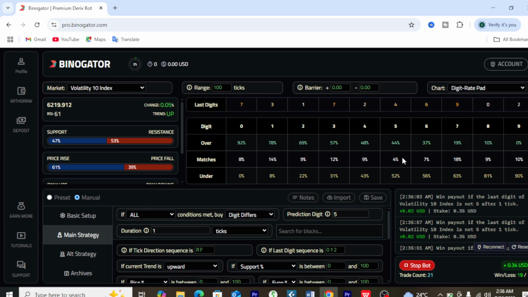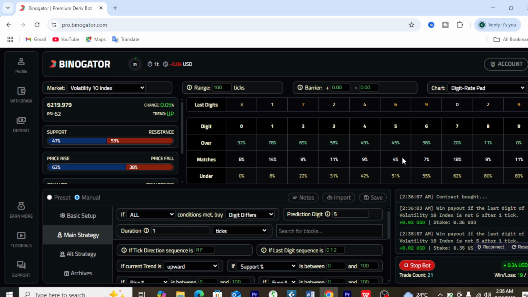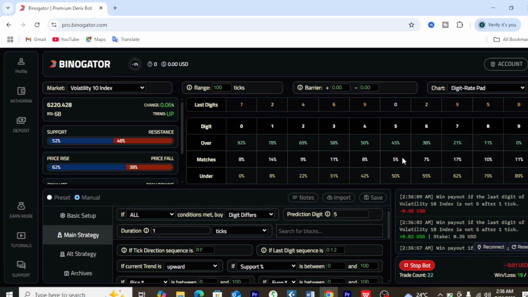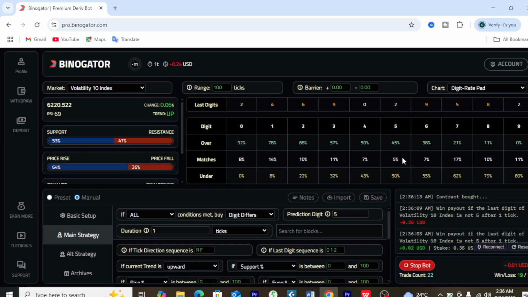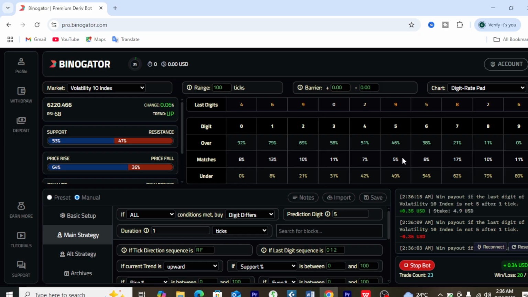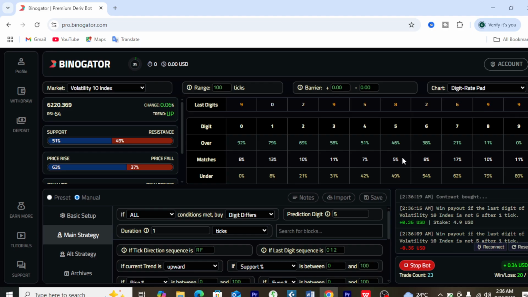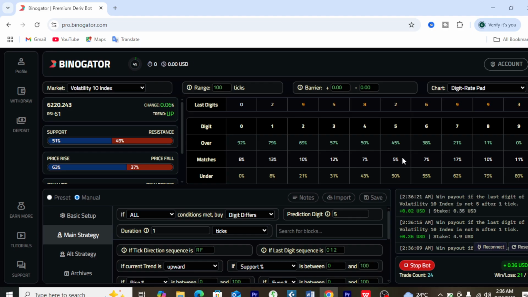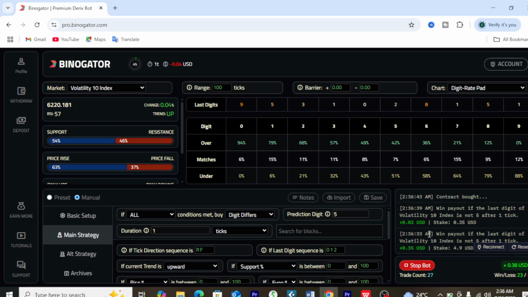So the only downside about this strategy that I have seen is that the payout is quite small. For a 0.35 stake, your gain is going to be $0.02. So the payout is quite small compared to other trade types. And then after a loss of 0.35, one loss can quickly take out your profits. That's just the downside about this strategy, guys. That's the only thing I've seen.